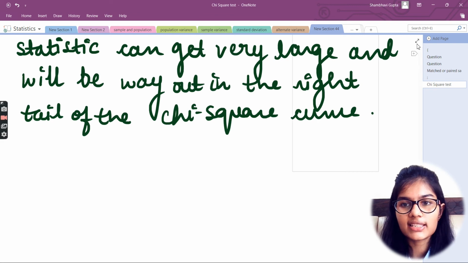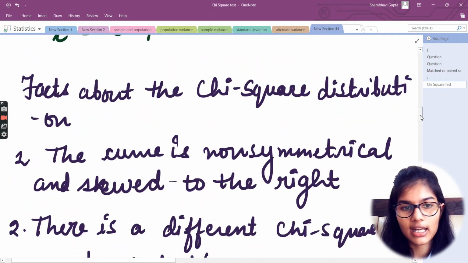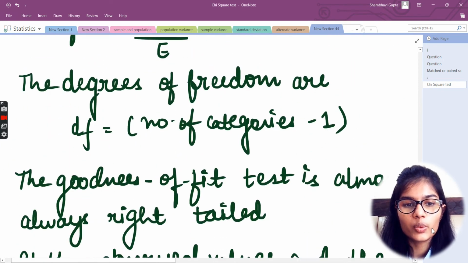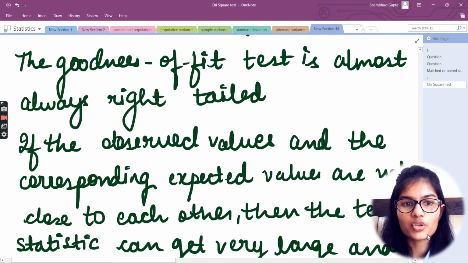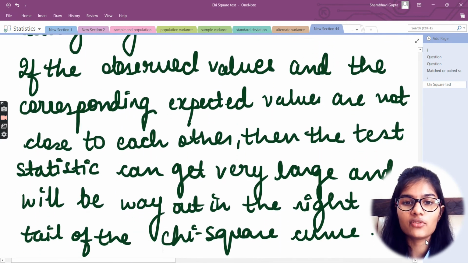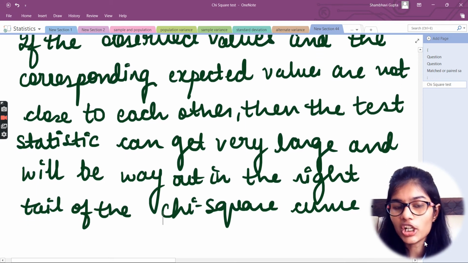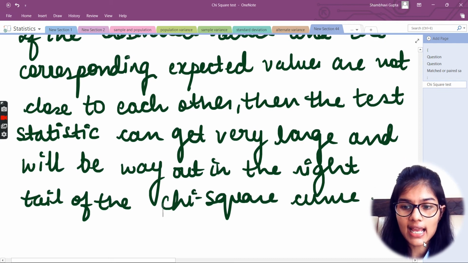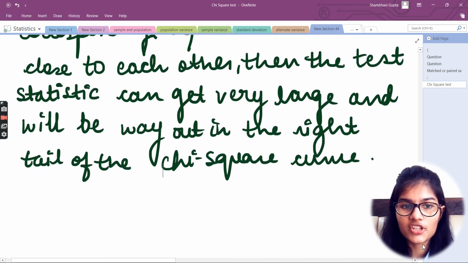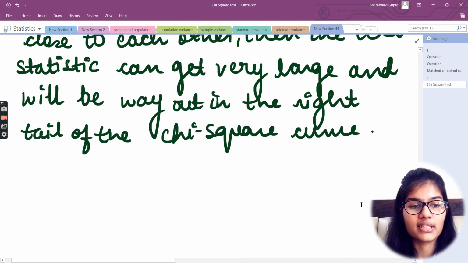Right, so basically what we studied right here is that the goodness of fit test is almost always right-tailed. If the observed values and the corresponding expected values are not close to each other, then the test statistic can get very large and will be way out in the right tail of the chi-square curve, right? This is what actually happens.